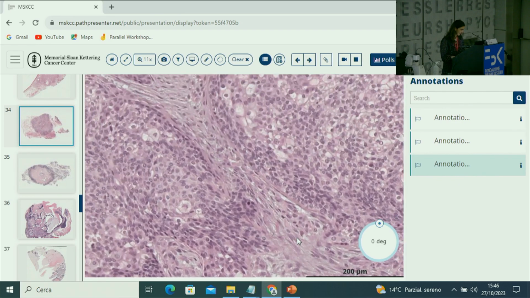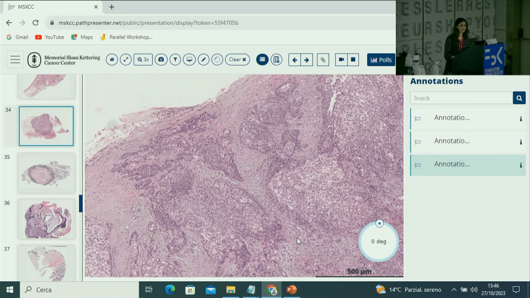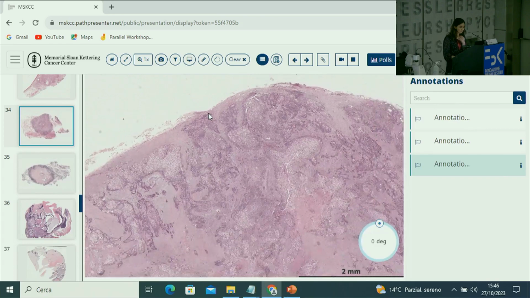Notice that we don't have much keratinization, but imagine you have a biopsy with this basaloid area here. It will be difficult. So again, we use this feature, keratinization, to differentiate high-grade mucoep from adenosquamous and squamous. As you see in this case, although it's high grade, we don't see keratinization.